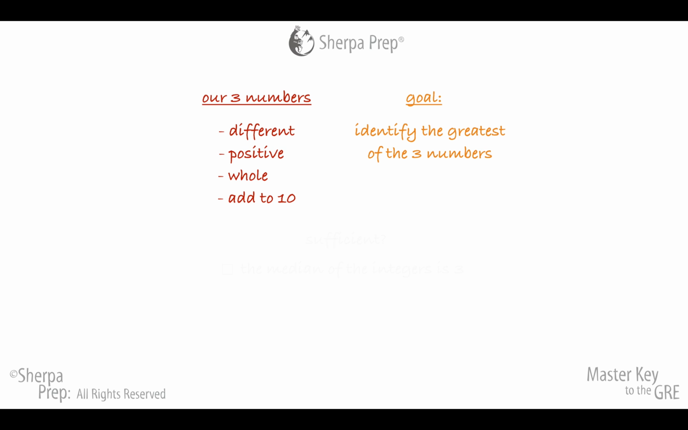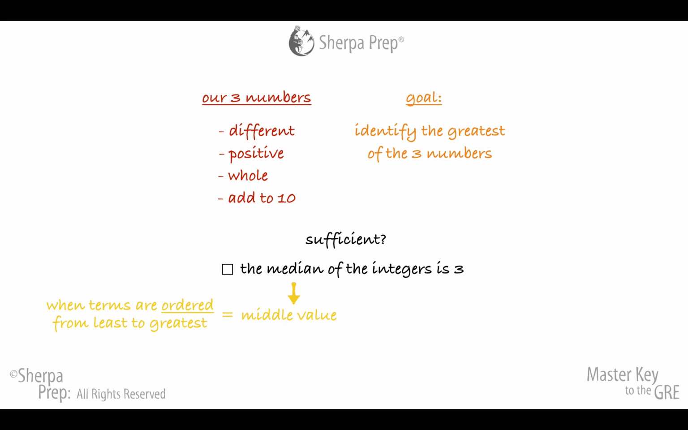The first statement, of course, tells us that the median of the integers in the list is 3. And remember, a median is the middle value when your terms are arranged in order from least to greatest. In other words, if our median is 3, the other 2 terms in the list would have to add to 7 because we need a sum of 10. And of course, the 3 would be the term in the middle.